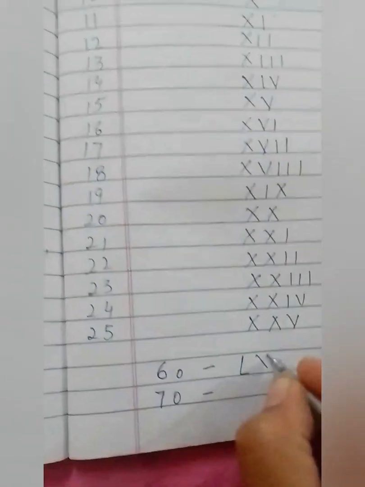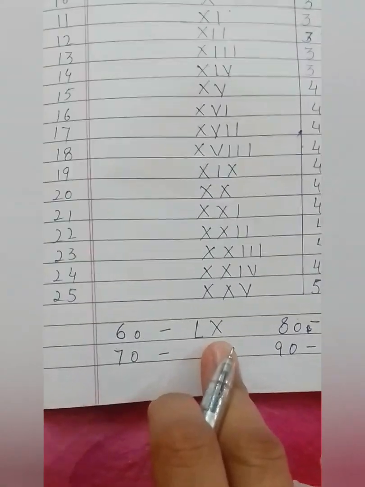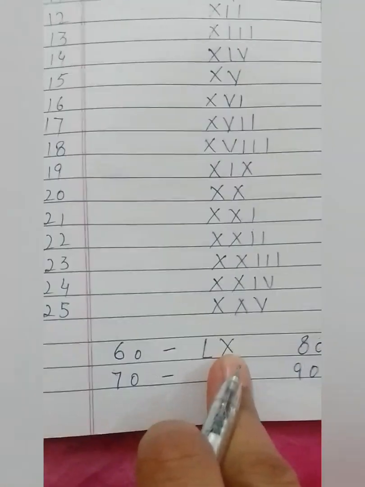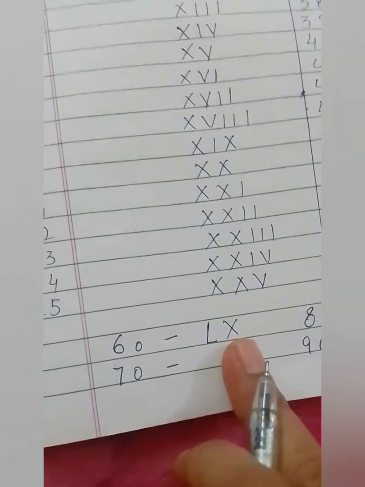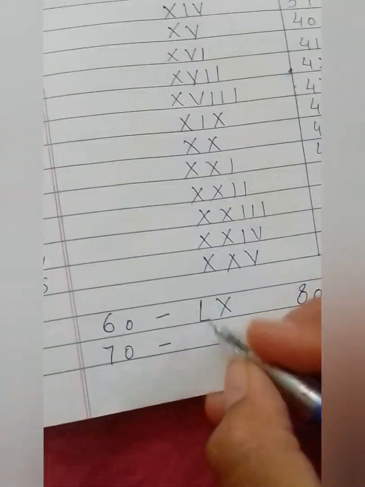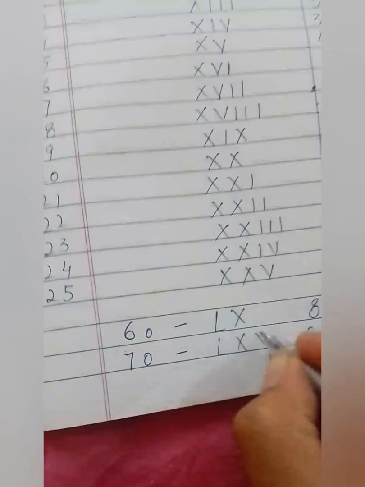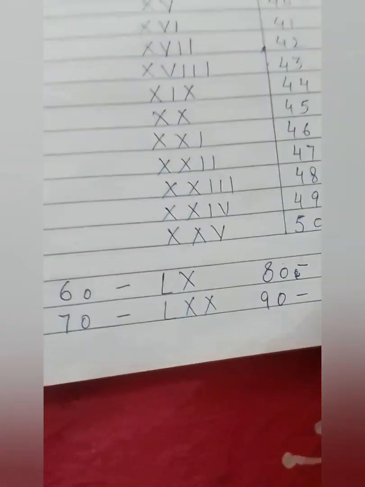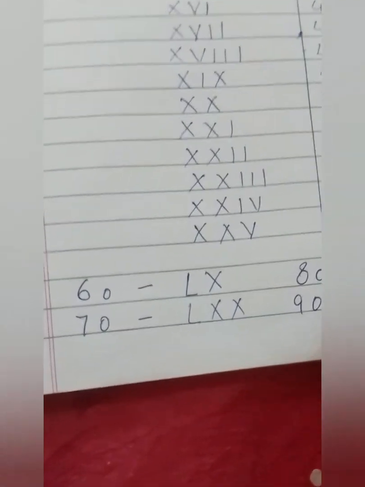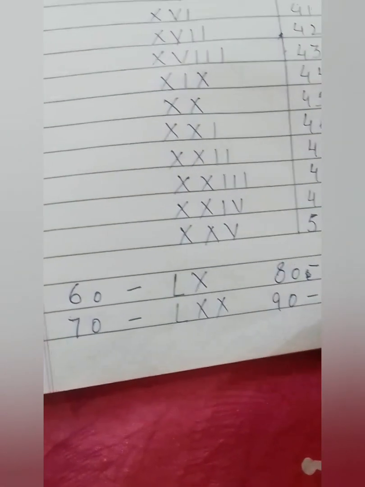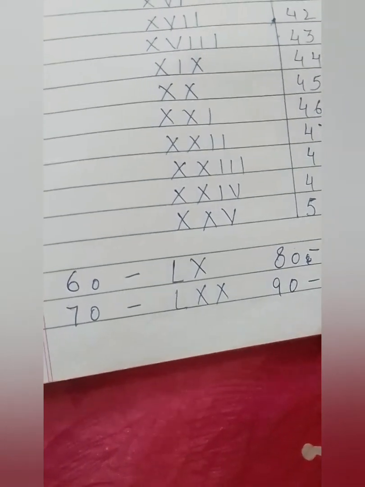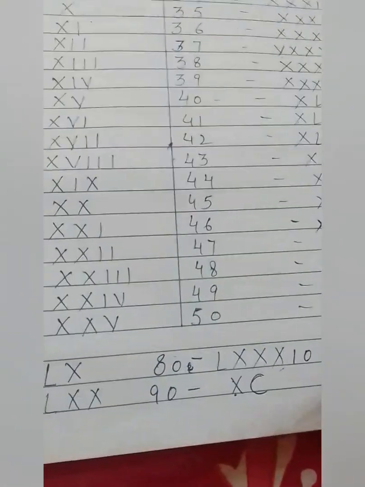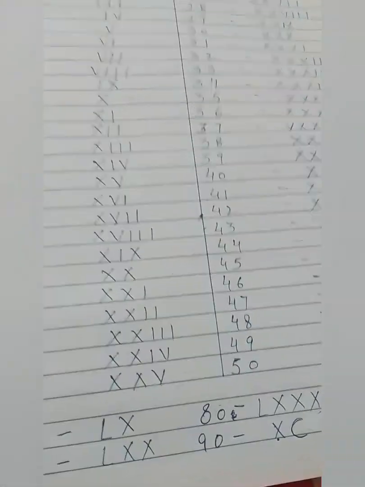Now 60 stands for LX. It means that we are adding 10 to L. L means 50 and we are adding X, 10 to the 50. So it becomes LX. 70 becomes L and double X. 80 becomes L and triple X. 90 becomes, now we cannot write X four times. So we will write XC. 100 stands for C, and for 90 we are subtracting 10 from the 100. So this is the counting till 100.